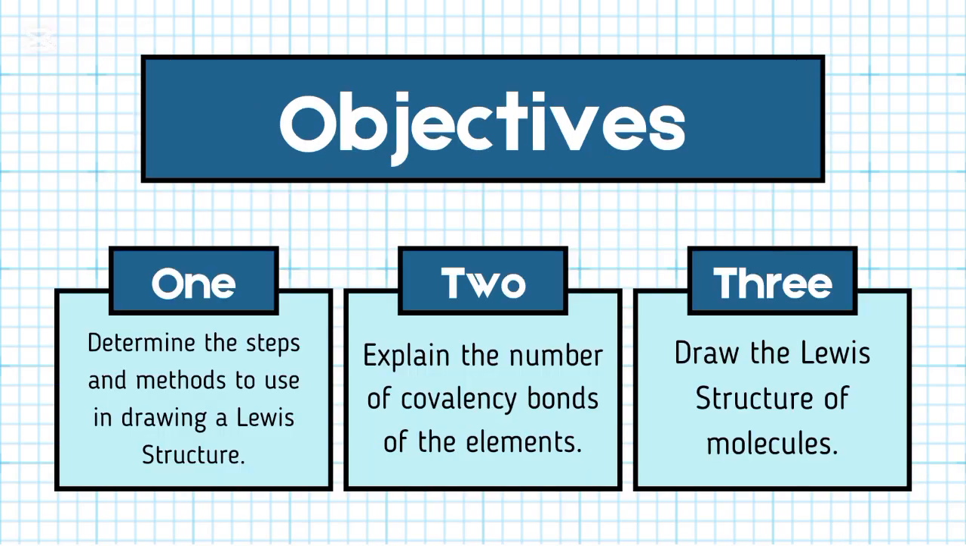But before that, these are our objectives for today. The first one is to determine the steps and methods to use in drawing a Lewis structure. The second one will be to explain the number of covalent bonds of the elements, and the last one is to draw the Lewis structure of molecules.